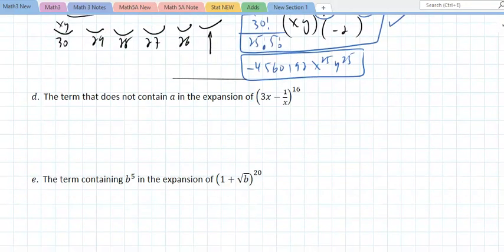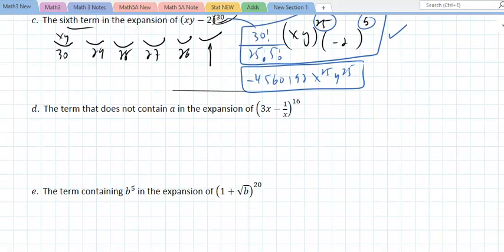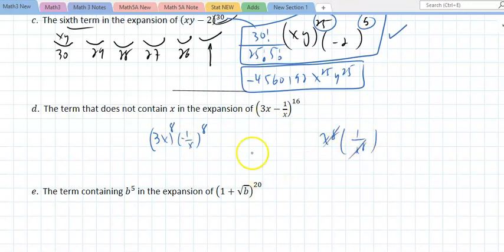How about D? Can you tell me the term that does not contain x? Well, for that to happen, I need the 3x and the negative 1 over x to have the same power, so they cancel out. Since that is 16, that should be the term, in which this is going to be x to the 8, and that's going to be 1 over x to the 8. The x to the 8's cancel out, which means in front of this is a 16 factorial over 8 factorial, 8 factorial. That's the term.